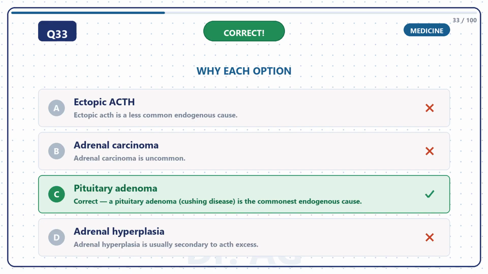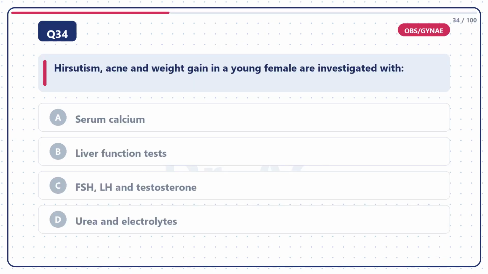Pituitary adenoma. Question 34. Hirsutism, acne, and weight gain in a young female are investigated with option A. Serum calcium. Option B. Liver function tests. Option C. FSH, LH and testosterone. Option D. Urea and electrolytes.